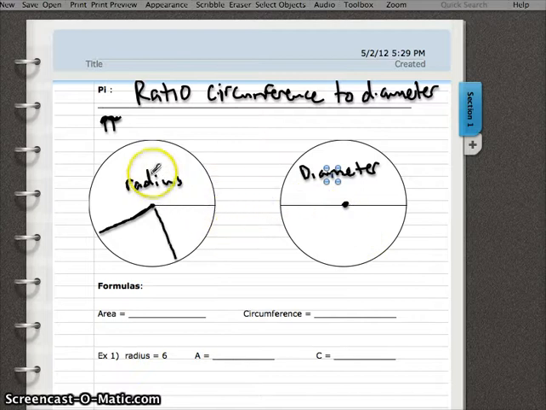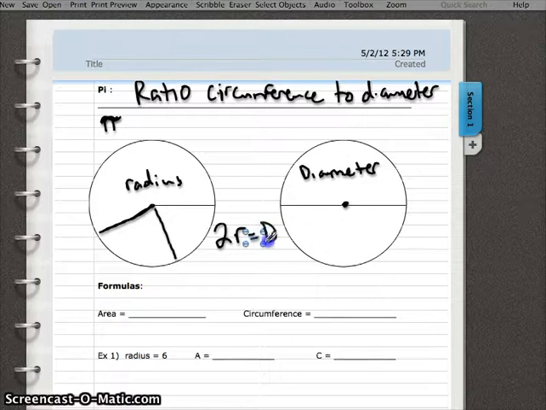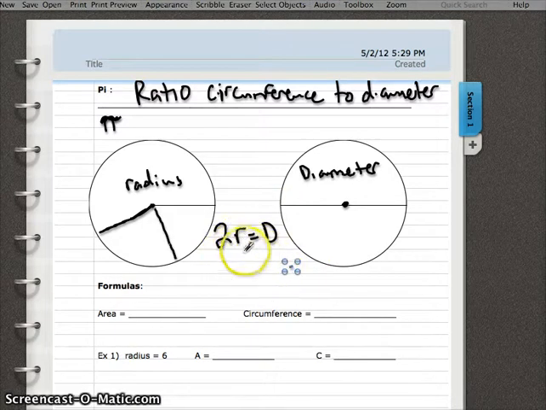Think about how many radii, that's the plural of radius, how many radii are in one diameter? Well, here's one radius, here's another radius, so two radii equal one diameter. So we would say that 2r equals d. D is our shorthand for a diameter. This letter R stands for radius. So two radii, or two radius, equals one diameter. We're going to use that in a little bit here.